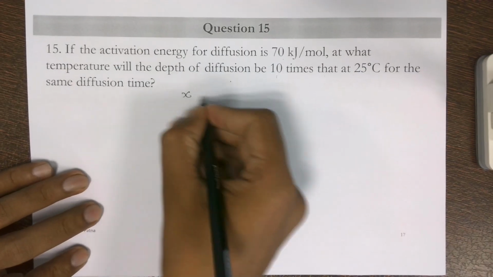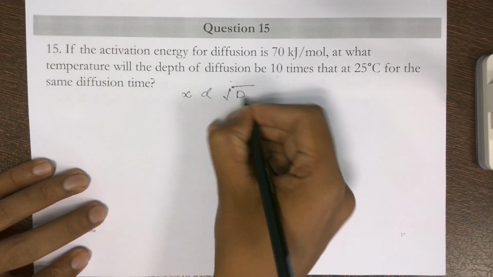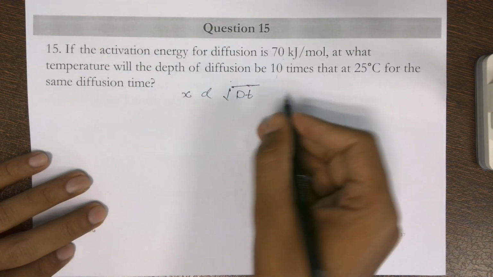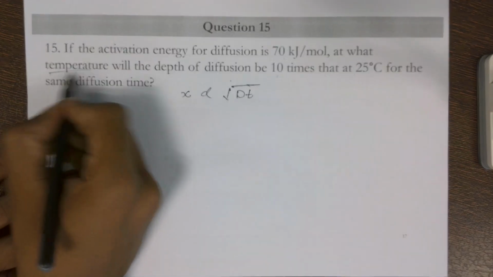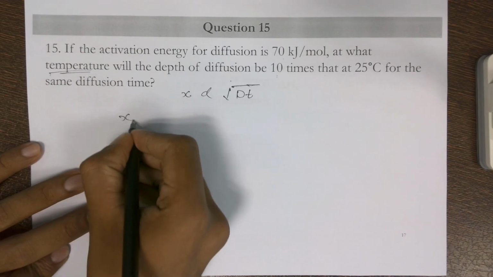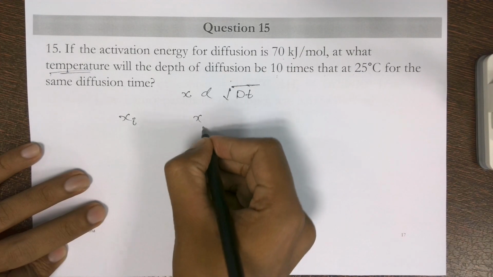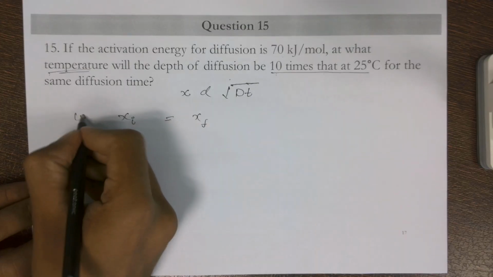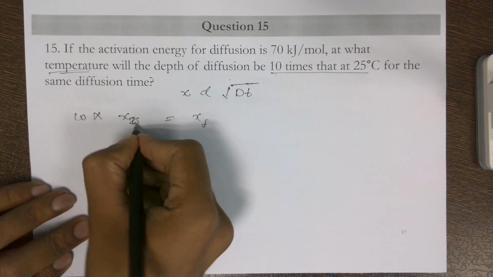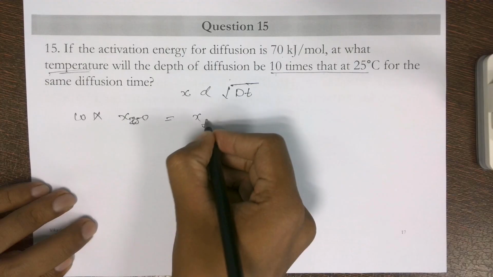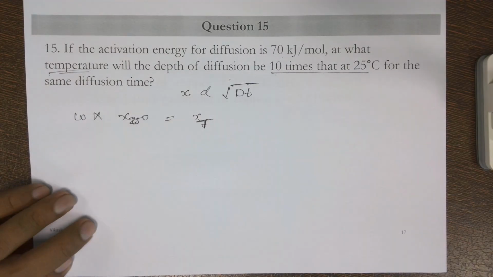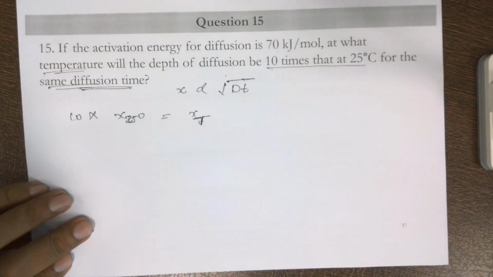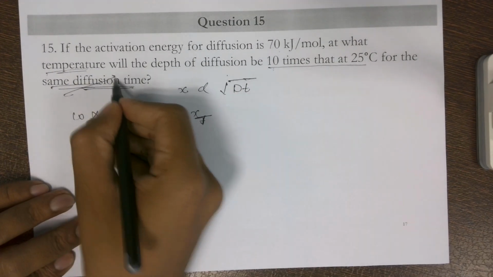Diffusion depth x, we know, is directly proportional to the root of D times t. We have to find the temperature at which the depth will be 10 times more than that at 25 degrees Celsius. We have to find the temperature corresponding to which can lead to this depth. Again, the diffusion time is the same, so t is constant. So one more factor we have removed from here, t.